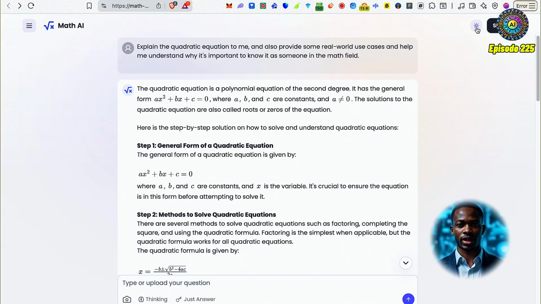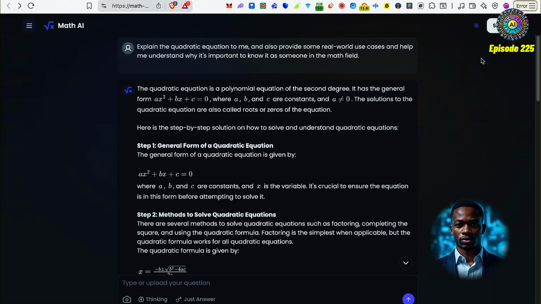I haven't had to sign in to actually get this. We've also got a dark mode, which we always love. So yeah, definitely check this out if you think it would be useful for you.